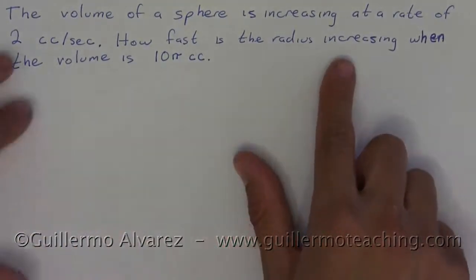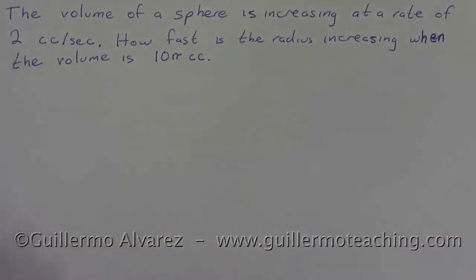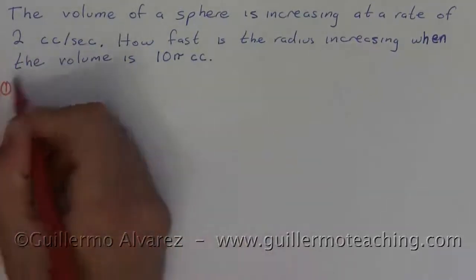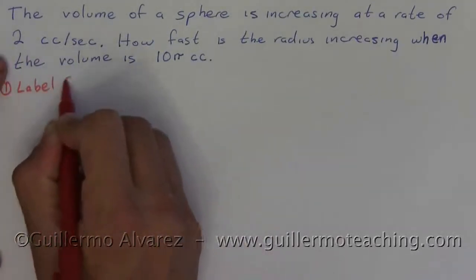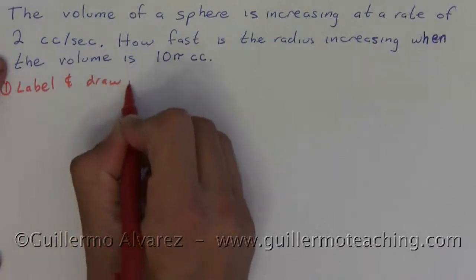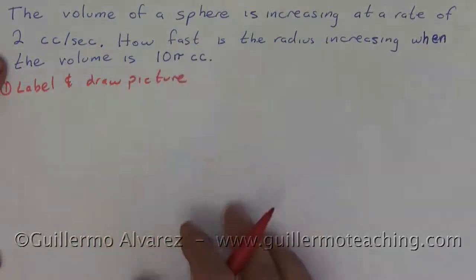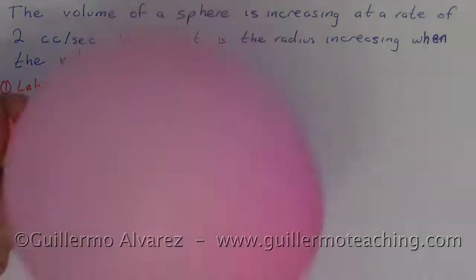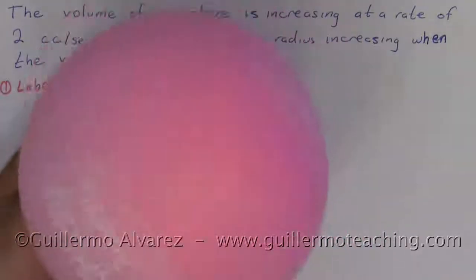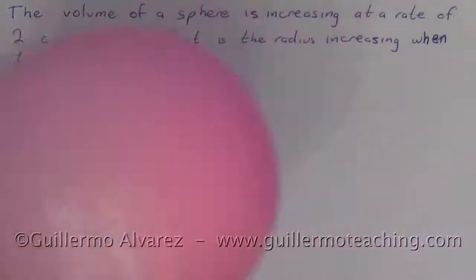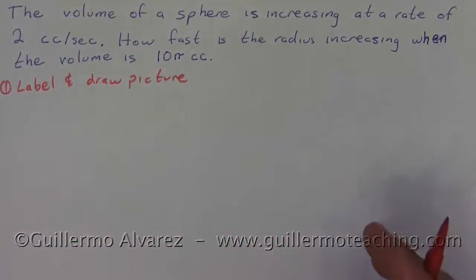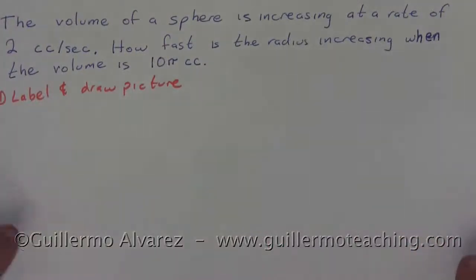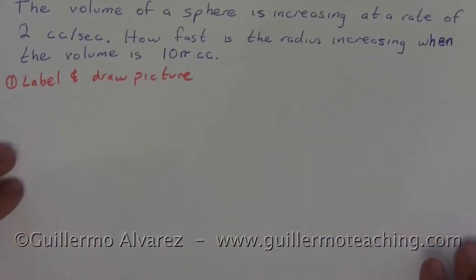Okay, so to approach this problem, the first thing we're going to do is label everything. Label, and if possible, we're going to draw a picture. Now here our picture is our balloon, and we don't really need to draw a picture of a balloon. I'm actually not that good at drawing, but we'll just let this guy hang out here right next to me. Okay, so let's label our information.